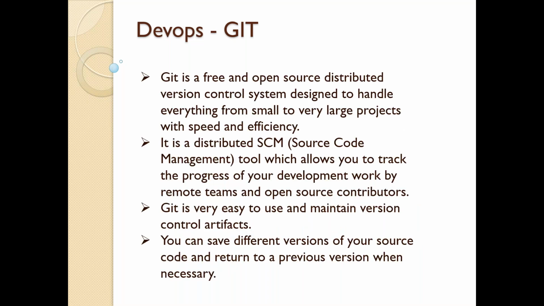Okay, so Git is a free and open source distributed version control system designed to handle everything from small to very large and complex projects with speed and efficiency. It is a distributed source control management tool which allows you to track the progress of your development work by remote teams and open source contributors. Since it's open source, you can also contribute to this project by writing more plugins. If you find any bug, you can write a fix for it, and you can contribute to the community. So many things can happen, right?